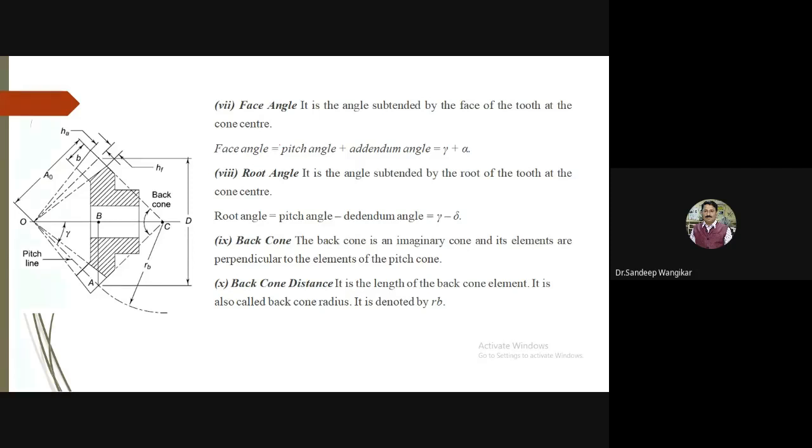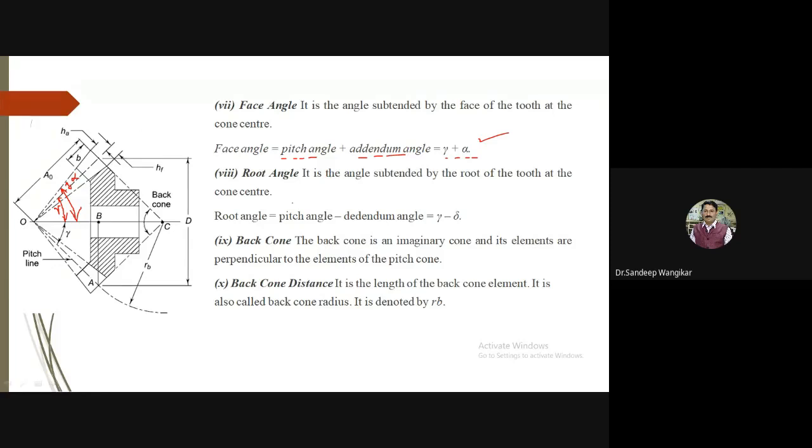Face angle is the angle subtended by the face of the tooth at the cone center. So now see here, this complete angle is called the face angle. I know up to the center it is gamma, plus whatever this is, nothing but alpha, the addendum angle. So face angle is equal to pitch angle plus addendum angle, given by gamma plus alpha.